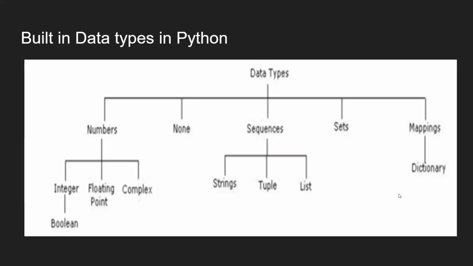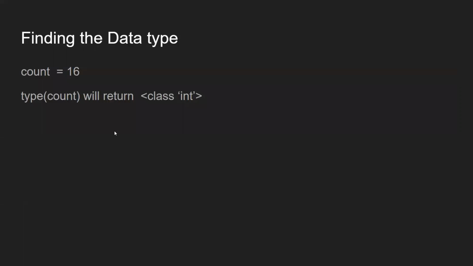So before we start with numbers, let's see how to find the data type of a variable. We can use the type function to see what the data type of a variable is. If you say count is equal to 16 and say type count, it will return the type of your variable count, which is class int. As this is an integer number, it belongs to class integer, or say int. Let's see it practically.